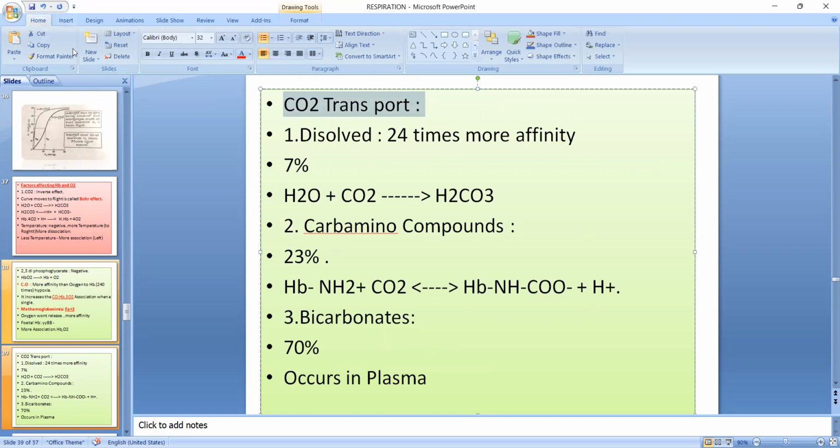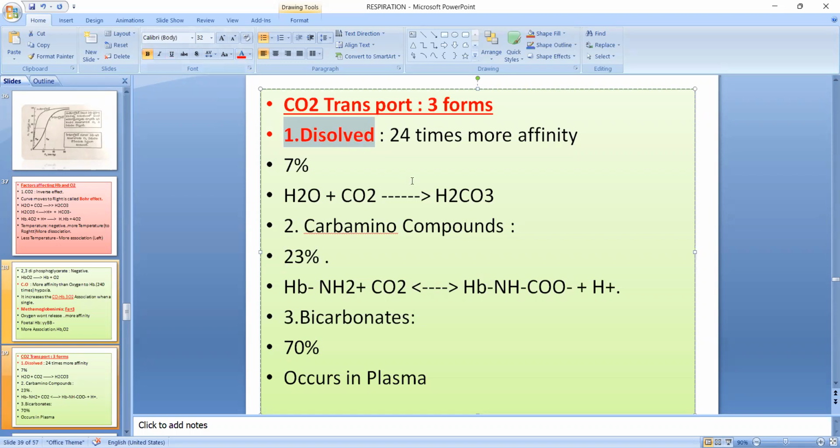And the next topic is CO2 transport. It's very easy, we all know that. So CO2 is transported in 3 forms. Okay, so first one is dissolved form. So in dissolved form, it is dissolved in the plasma water. Okay, so when compared with the oxygen, oxygen is dissolved only 3%.